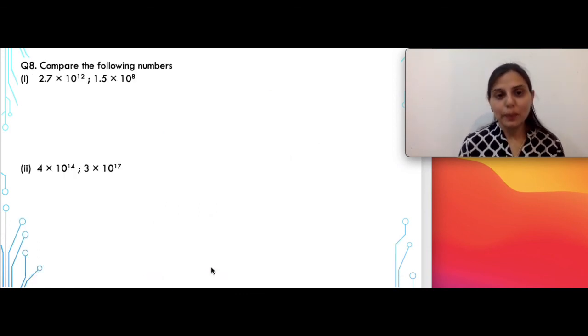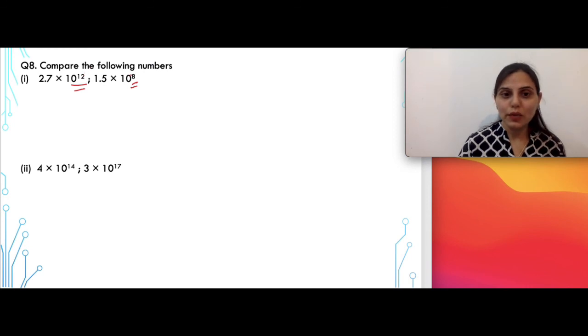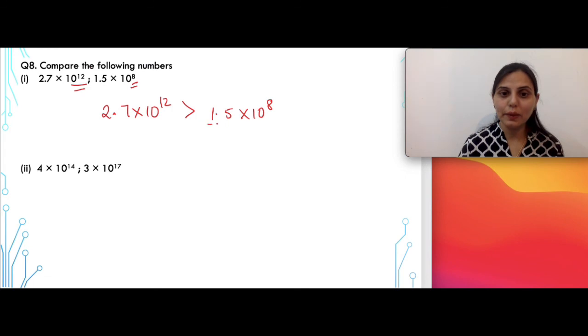Compare the following numbers. Now here if you look at the powers clearly, here the power of 10 is 12 and here the power of 10 is 8. Clearly 10 raised to power 12 is greater as compared to 10 raised to power 8. So we can directly write 2.7 multiplied by 10 raised to power 12 is greater than 1.5 multiplied by 10 raised to power 8. Clearly the number before them also matters, but first you need to compare the powers.